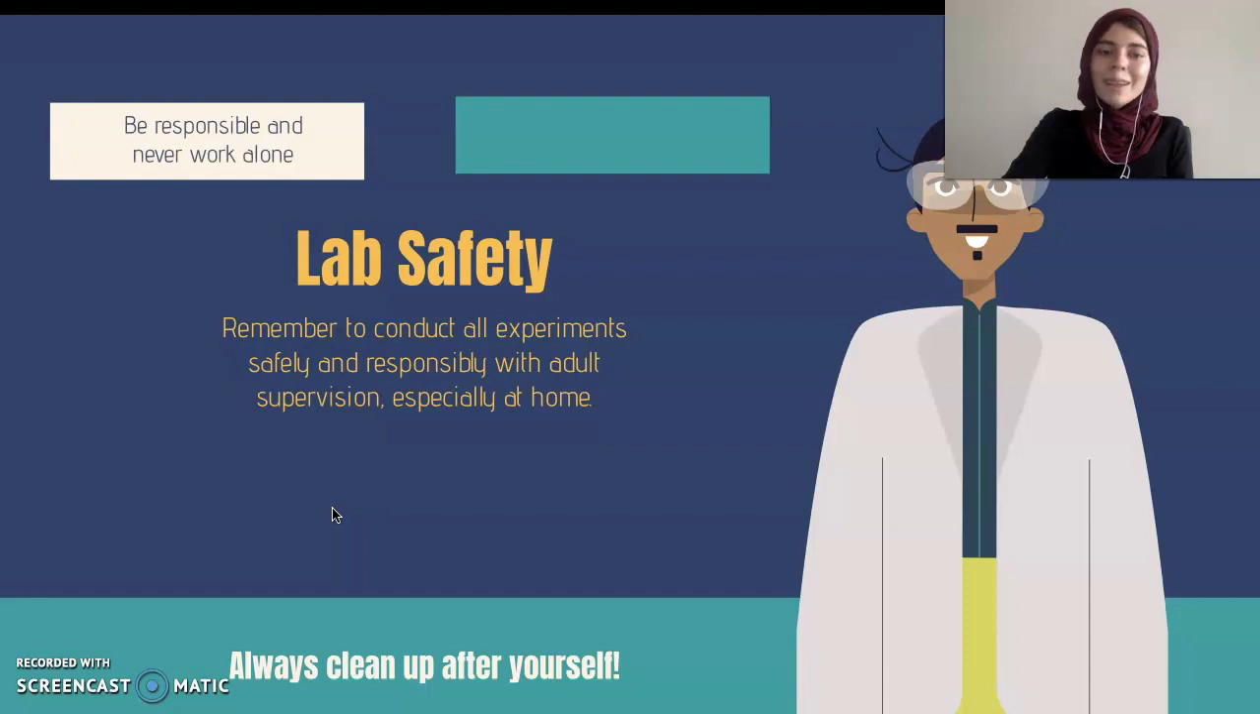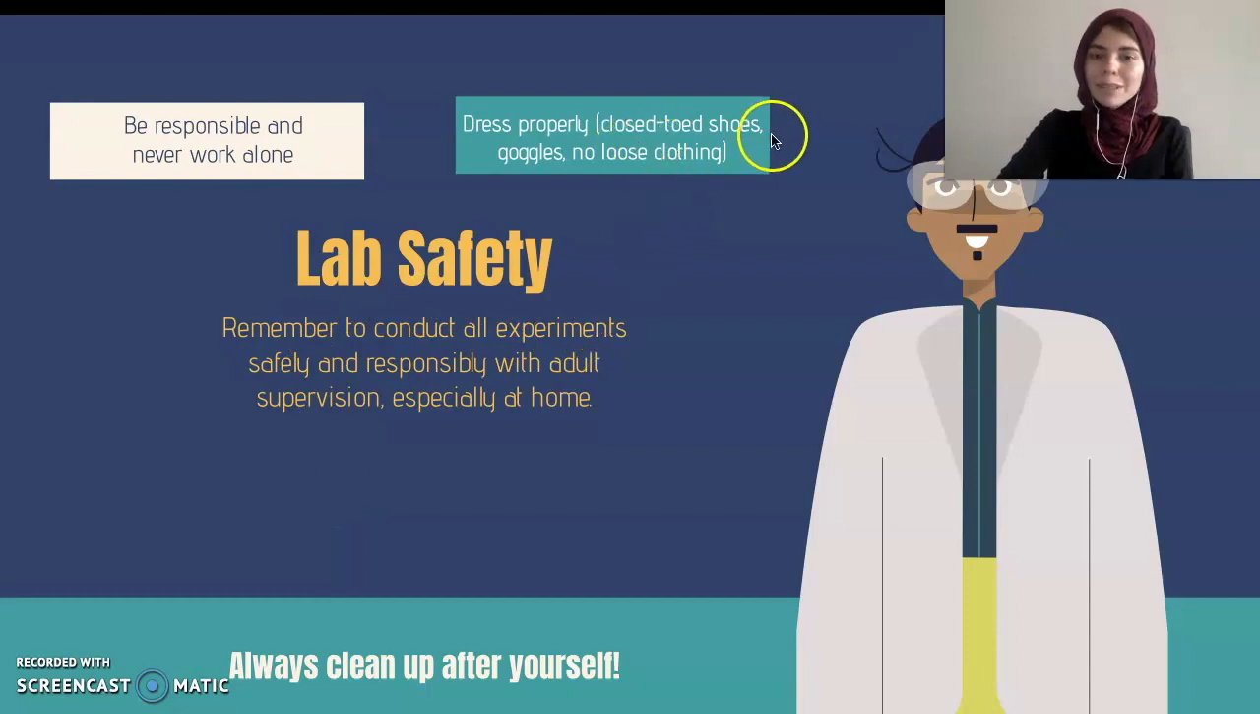Also, be responsible, number one rule in science lab, and never work alone. Also, make sure you dress properly. So remember, closed-toed shoes, goggles, no loose clothing, gloves. For this experiment, I will say we're not working with fire or dangerous chemicals. So you actually are okay to not use goggles or gloves, but you just have to be very careful.